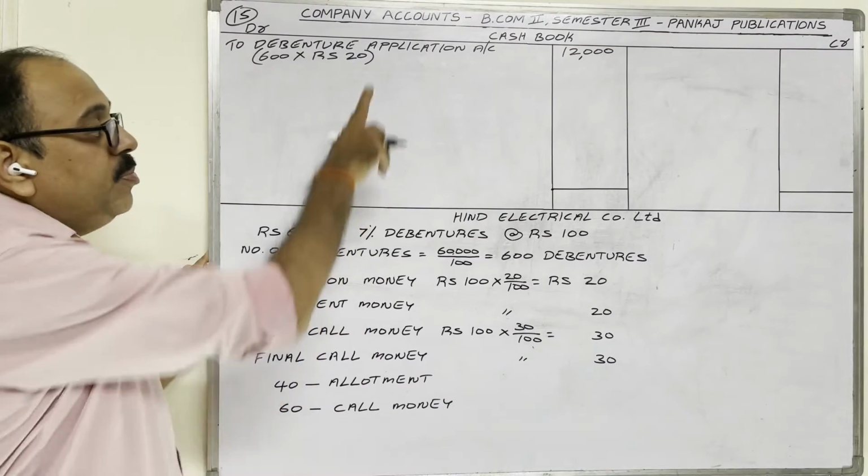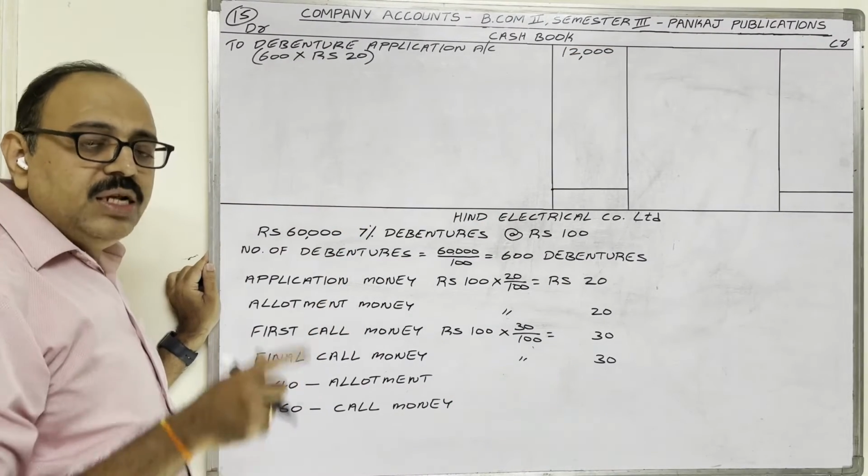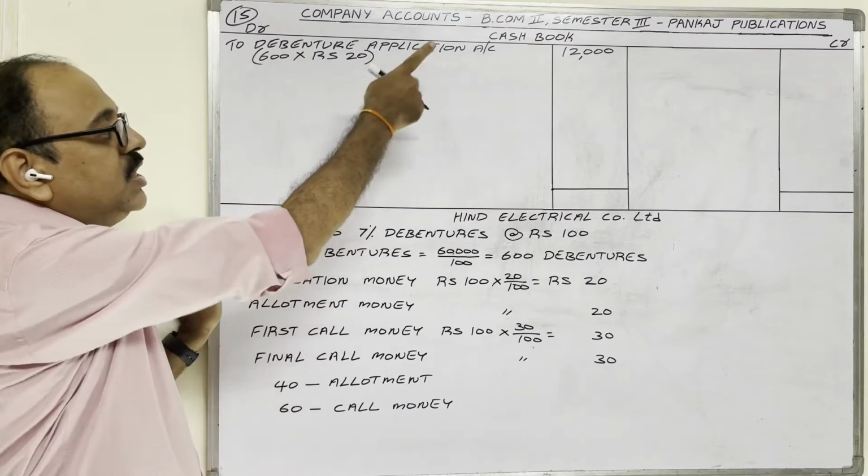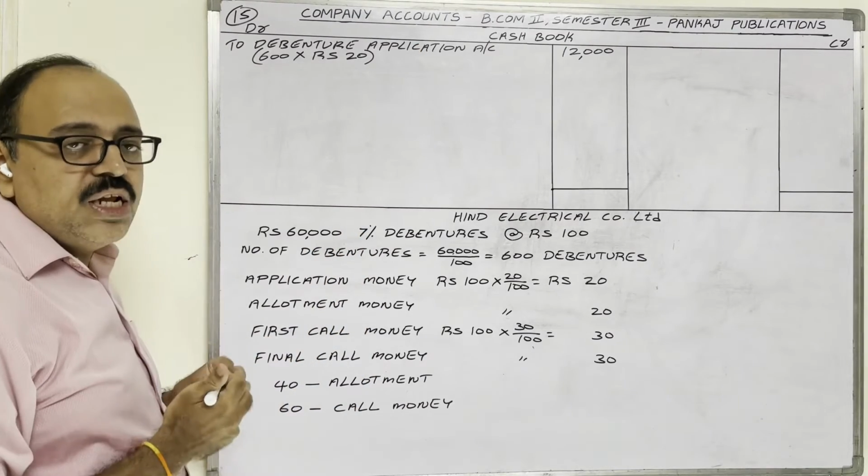Suppose we are not preparing the cash book. Then in the journal, we have to write one journal entry for this now. So what is the journal entry?